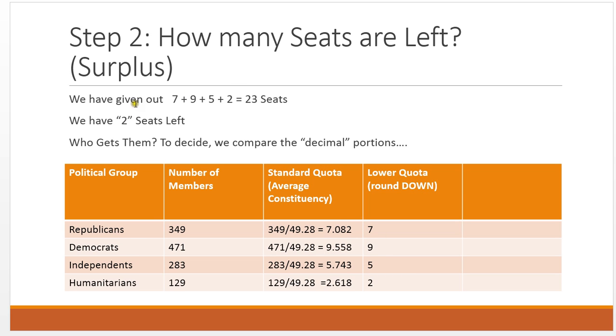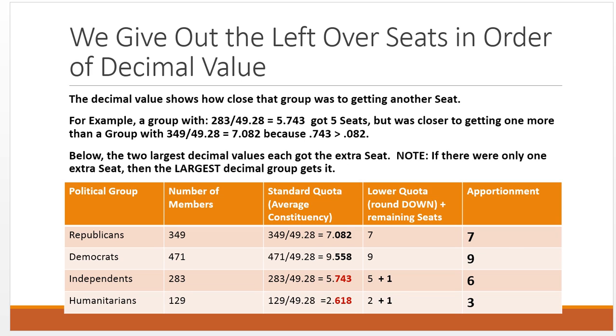But we had 2 seats left over. So we need to then look at the decimal portions only, choosing the 2 largest. This was the decimal portion here, and the second largest was below it. And that's why we ended up giving out our extra 2 seats to those 2 groups.